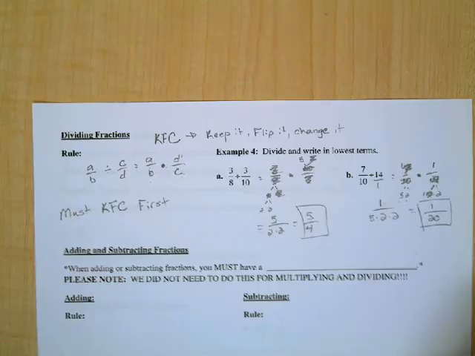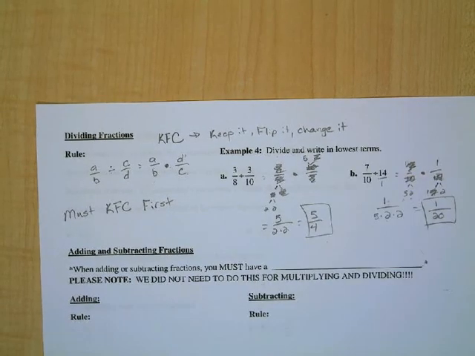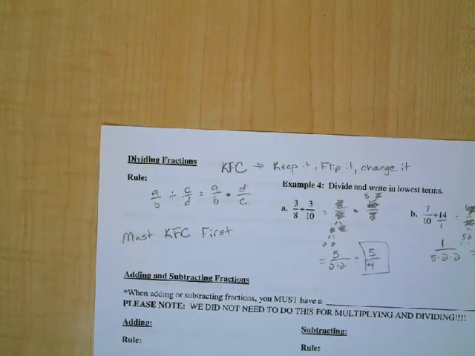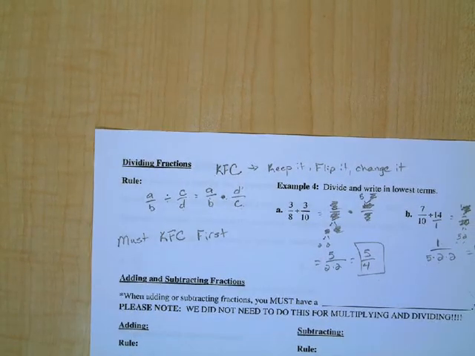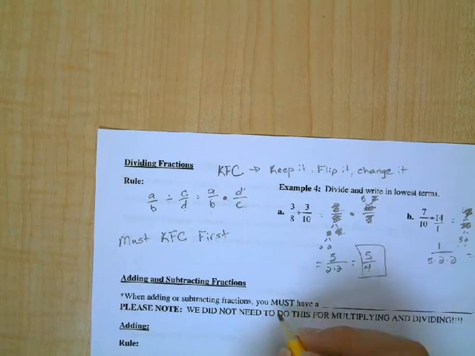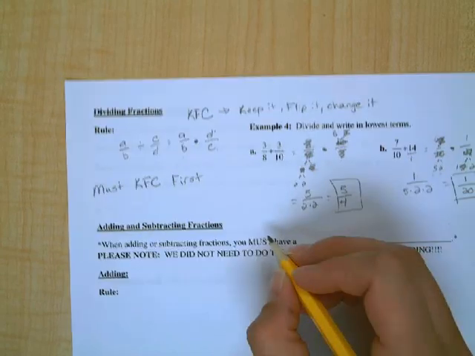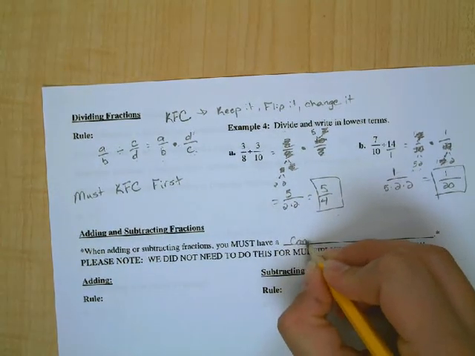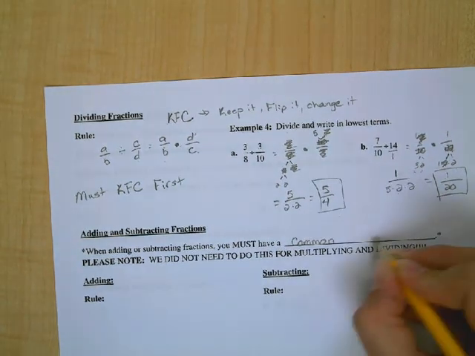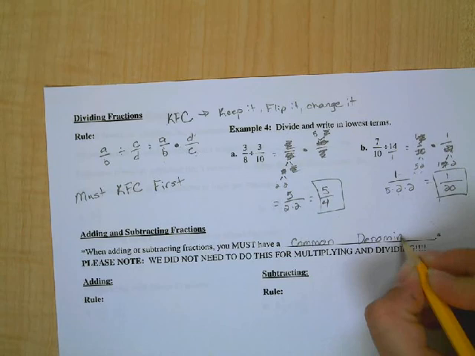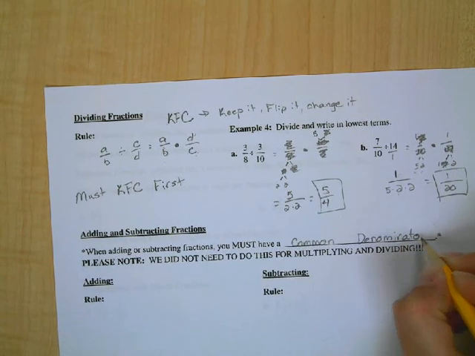All right. So now on to adding and subtracting. When we add and subtract fractions, you must, absolutely must, notice the big bold there, you must have a common denominator. That is one of the most important concepts of this unit, because this is what people tend to mess up.